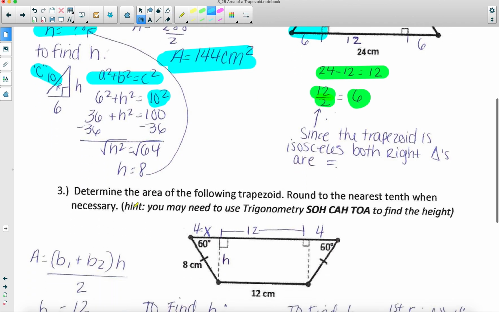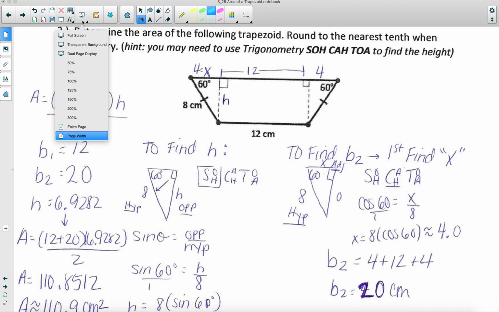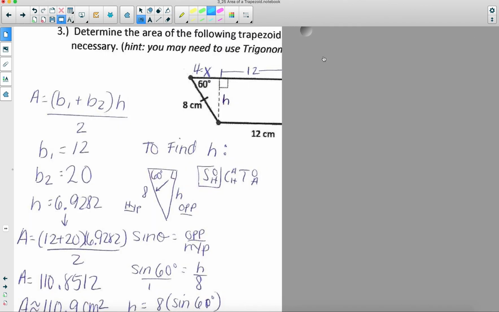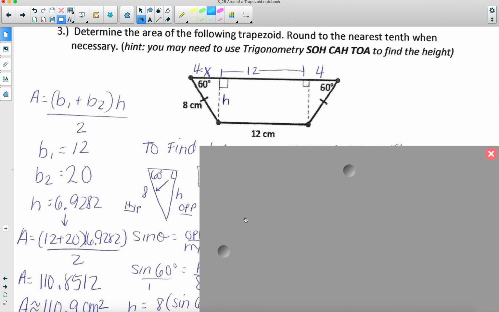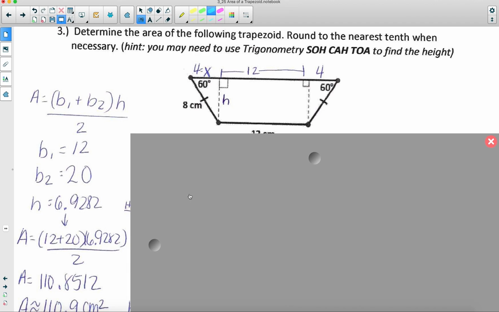Now, speaking of trig, we had number 3. And I know this is probably a tad bit challenging, or you look at this and you're like, oh man, trigonometry, really, Miss M? You're going to throw that at us? And yeah, we have to. But what we're going to do is just take this step by step and see what's happening here.